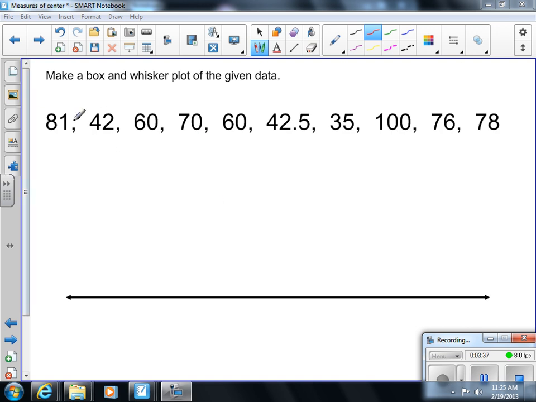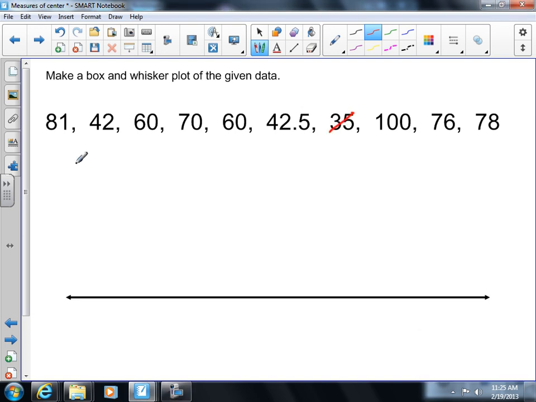Okay, let's try this one. What's going to be my smallest number? Oh, I see a decimal in here. It's 35. Okay, so let's put them in order. 35. What's next? 42. Then 42 and a half. Then what? 60. I have 2 60s, it looks like. What comes next? A 70.